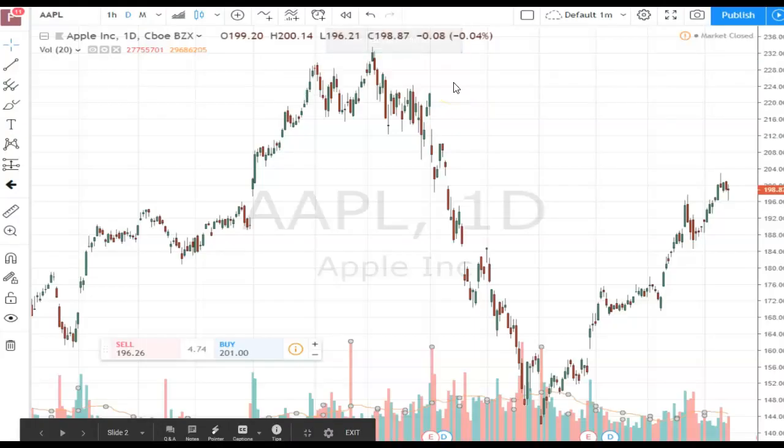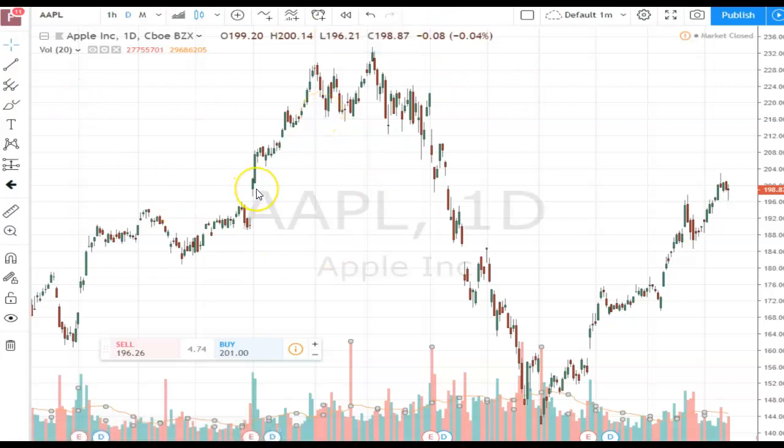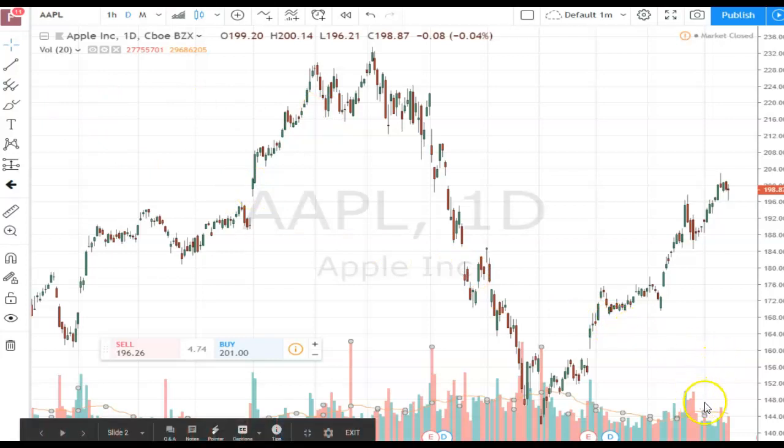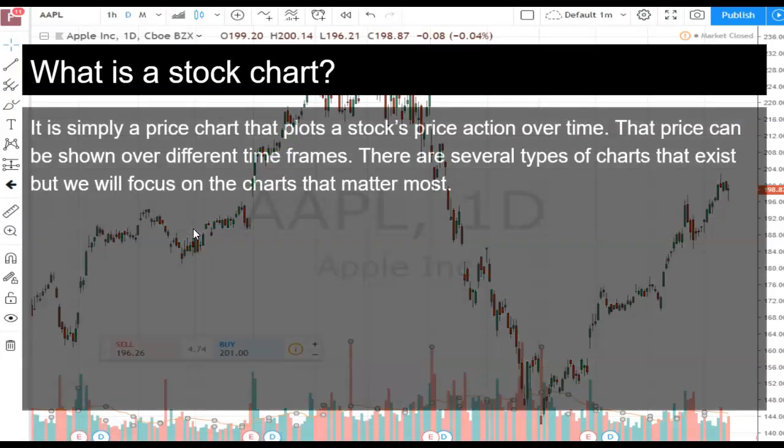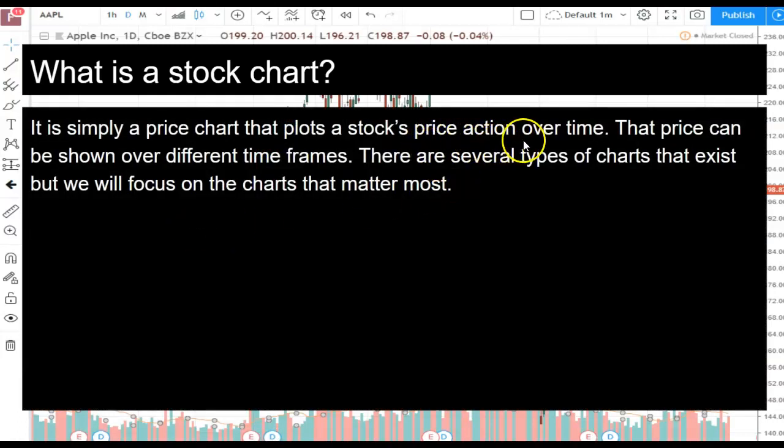What is a stock chart? Well, this is a stock chart. This is what we're looking at right here. This is an Apple stock chart. I don't know when this was captured, April-ish. So anyhow, it just kind of shows you a chart that shows, as the definition gave us, a stock's price action over time.